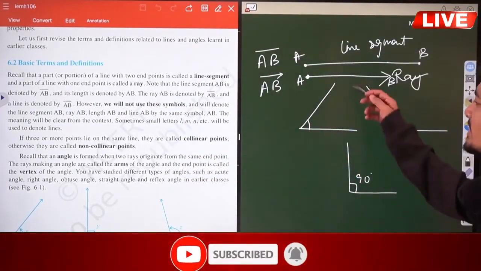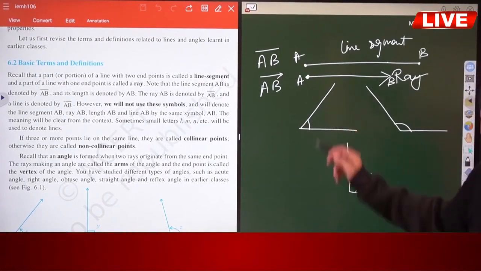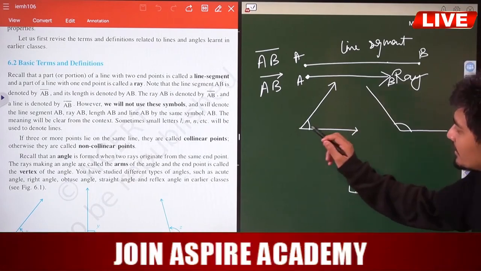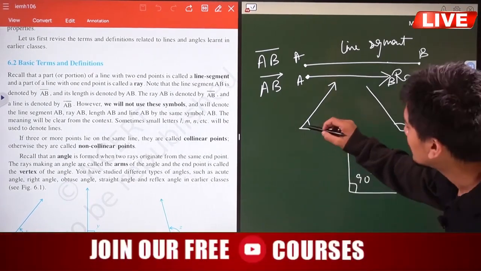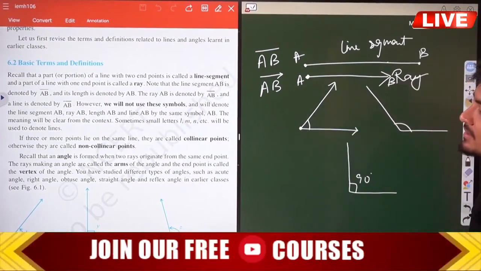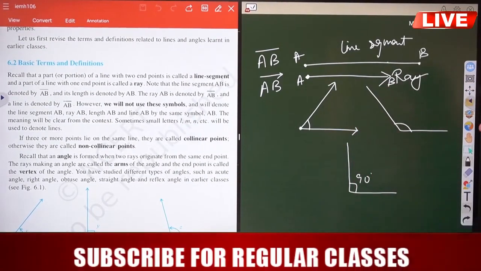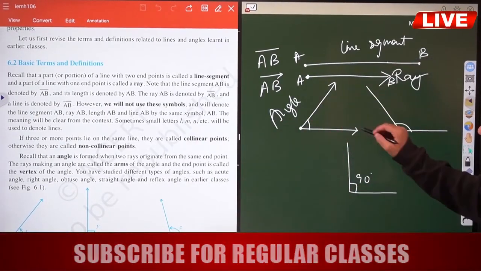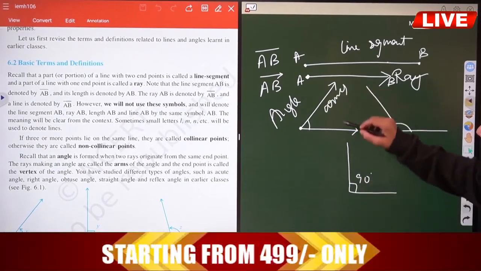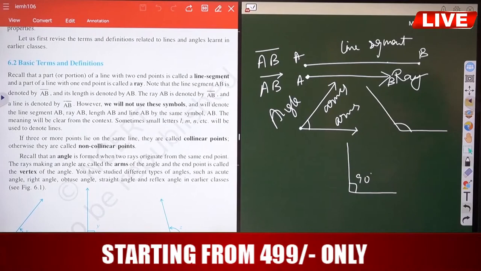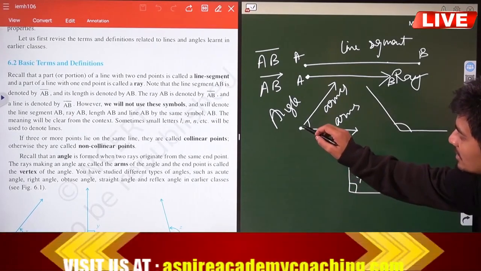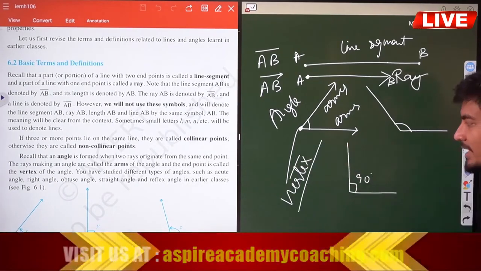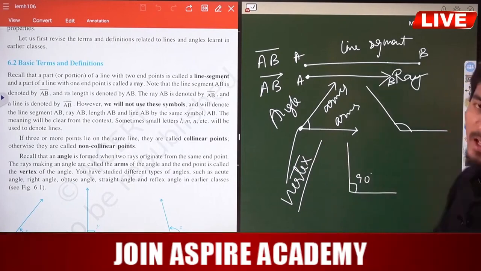See, what is an angle? An angle has two arms, right? This is one ray and this is one ray, and one end point of each meets the other. So we call this an angle. What are they? They are the arms of the angle. And what is this point called? This point is called the vertex of the angle.